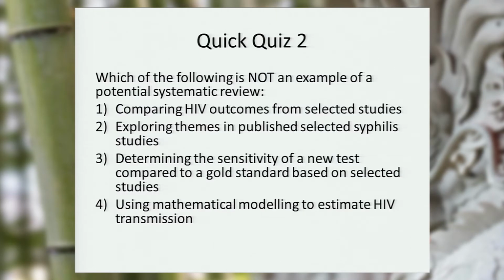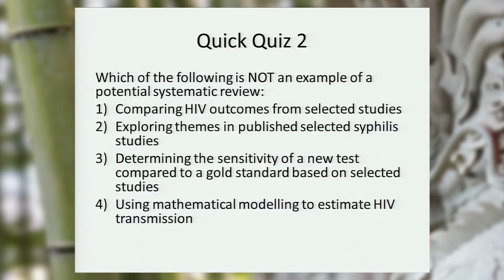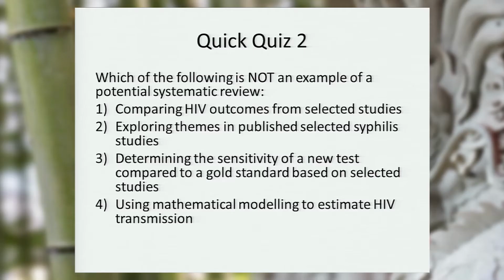All right, so quick quiz again. Which of the following is not an example of a potential systematic review? And again, just raise your hand here. A, comparing HIV outcomes from selected studies. Anyone? B, exploring themes in published selected syphilis studies. Not an example of a systematic review. Anyone? C, determining the sensitivity of a new test compared to a gold standard based on selected studies. No? D, using mathematical modeling to estimate HIV transmission.